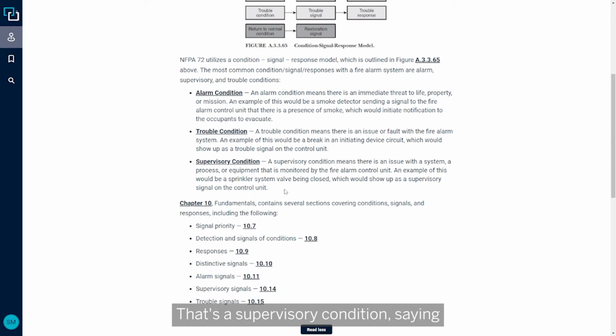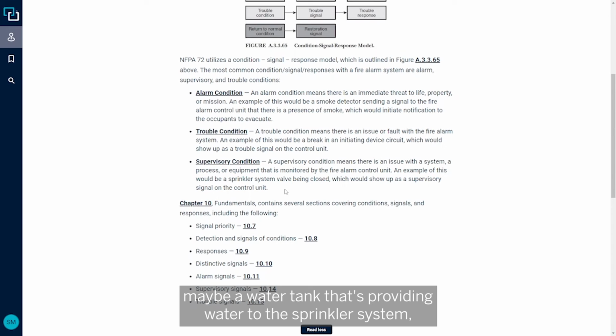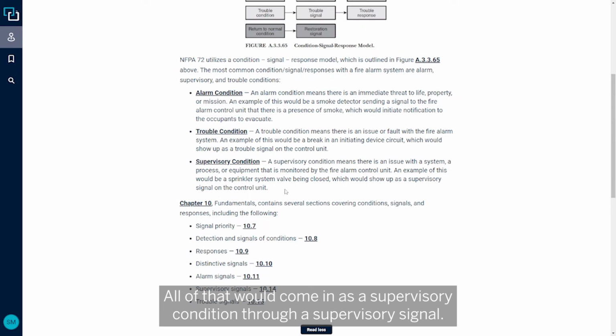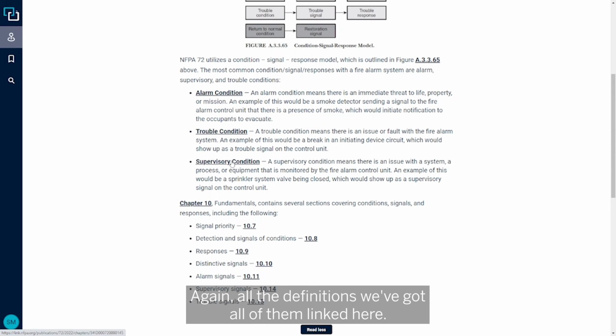That's a supervisory condition: the fire alarm control unit is monitoring something and there's an issue with whatever's being monitored. Another thing could be monitoring a water tank that's providing water to the pump that's going to provide water to the sprinkler system, and I'm monitoring the level and the temperature. All of that would come in as a supervisory condition through a supervisory signal, and then I'd have that supervisory response. Again, we've got all of the definitions linked here.